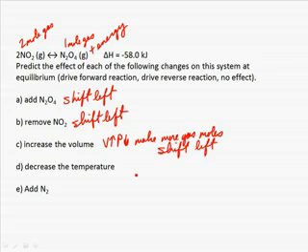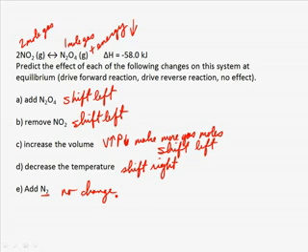If I decrease the temperature, decreasing the temperature means I'm removing heat from my system. It's going to act to create more heat, so it's going to shift right. And then if I add nitrogen, nitrogen is an inert gas, and we would say that is not going to result in any change in our system.